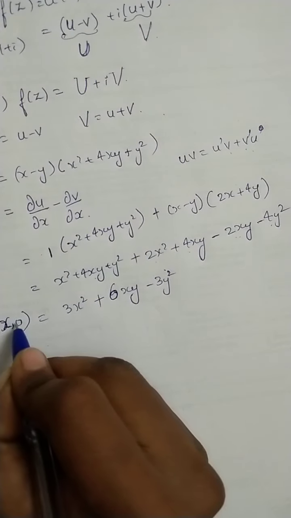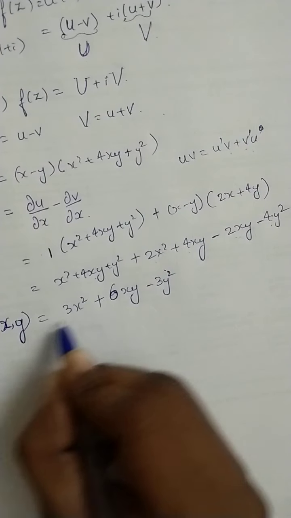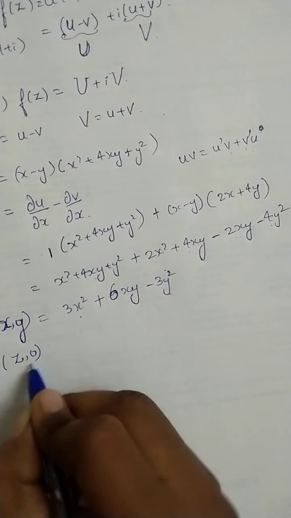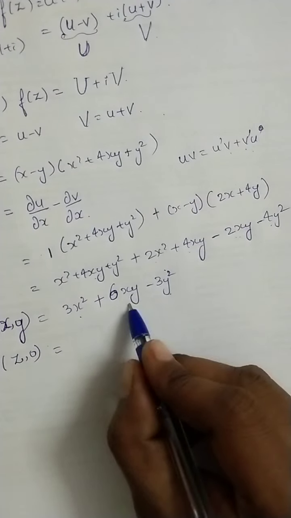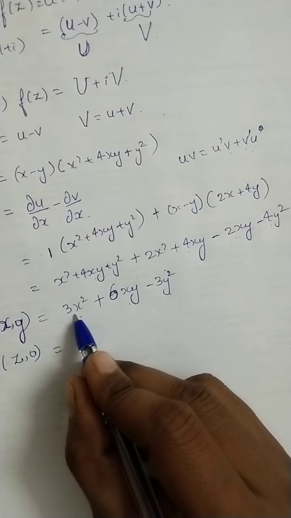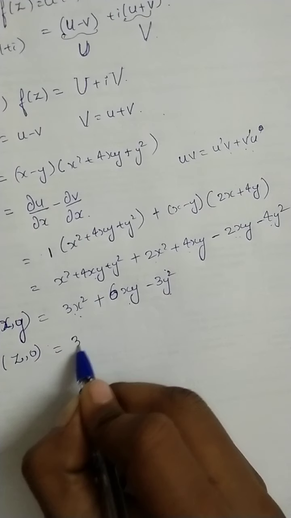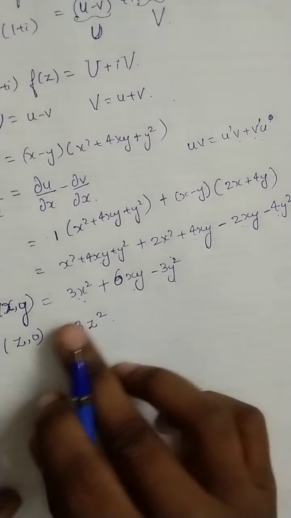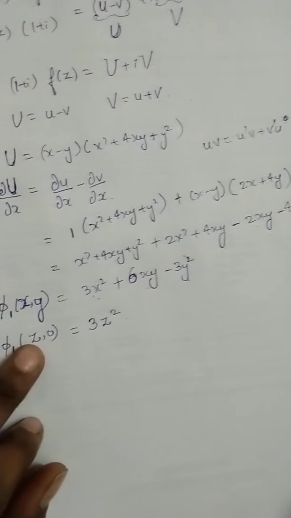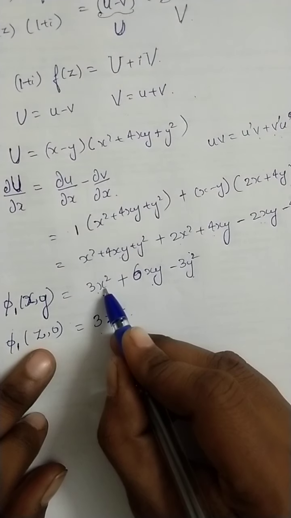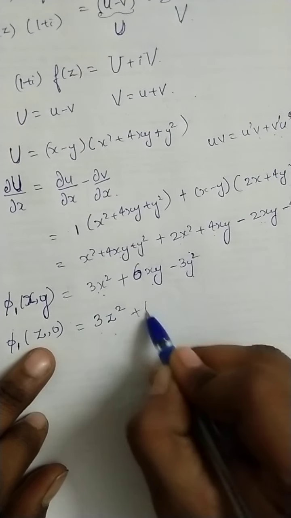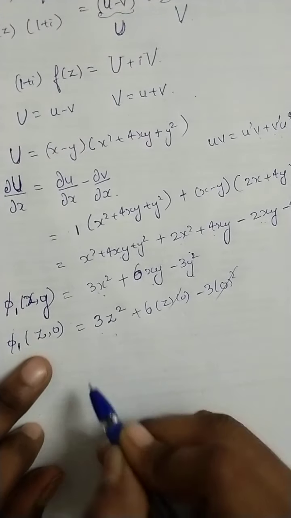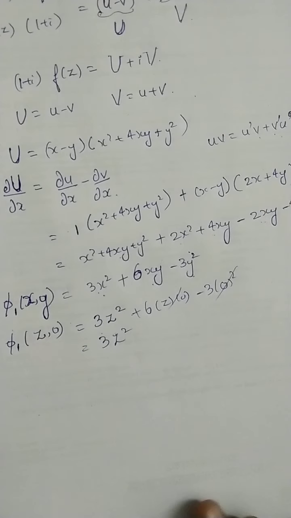Okay, this is phi of x comma y actually. So phi 1 at x comma y. If you put phi 1 at z comma 0, then y terms will be 0. So the left out term is x plus y, so we can write it as 3z square. It means we have to replace x as z. If you replace x as z, we'll get 3z square plus 6 into z into 0 minus 3 into 0 the whole square. So this term will be 0, that's how we'll get the 3z square here.